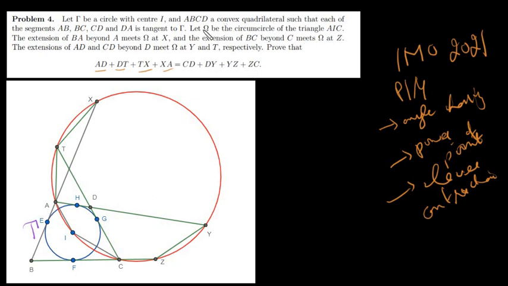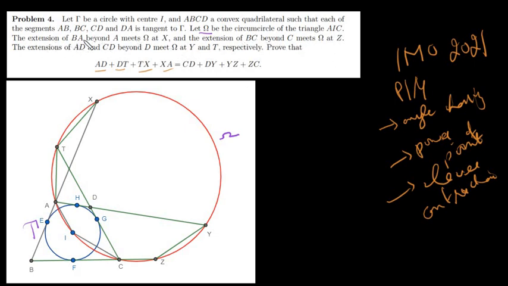And then we have another circle, which is actually the circumcircle of AIC, where A and C are 2 of the points which are opposite each other in the tangential quadrilateral, and I is the center of the incircle of that quadrilateral.